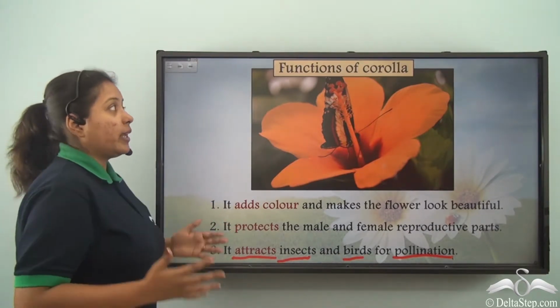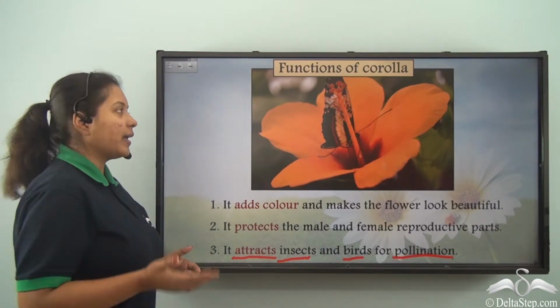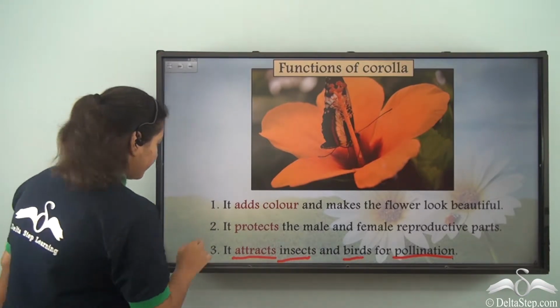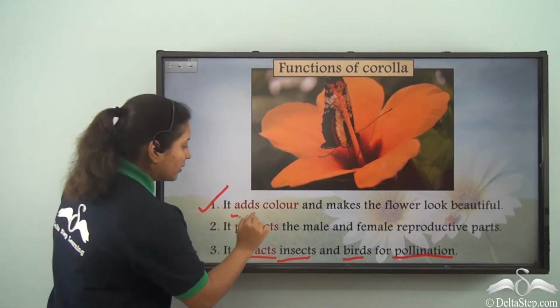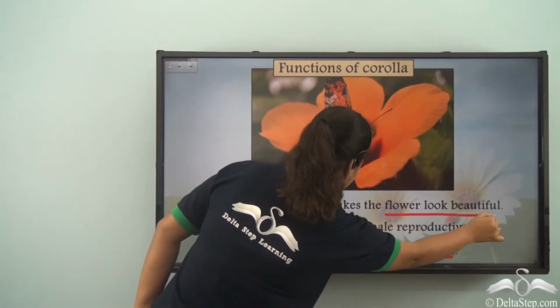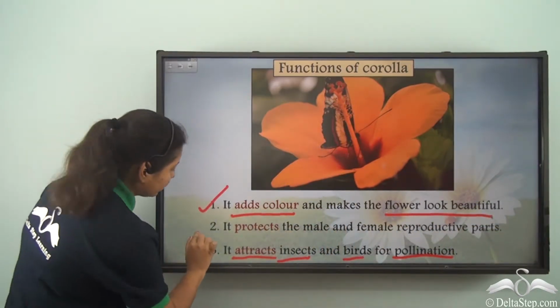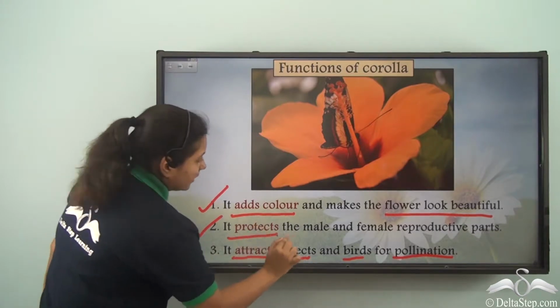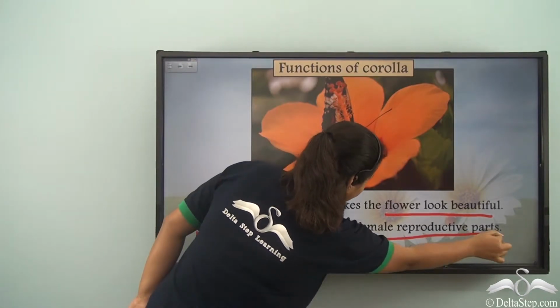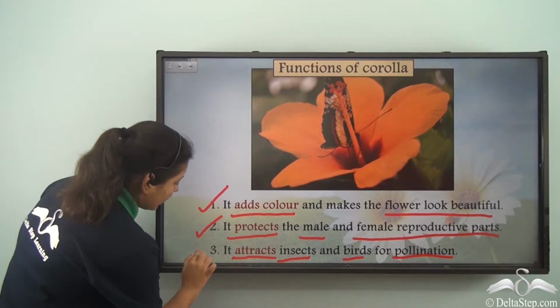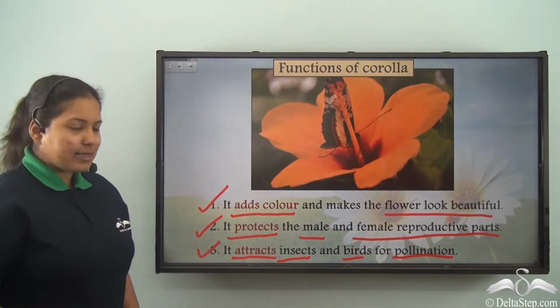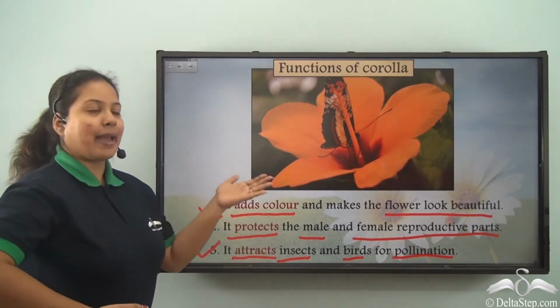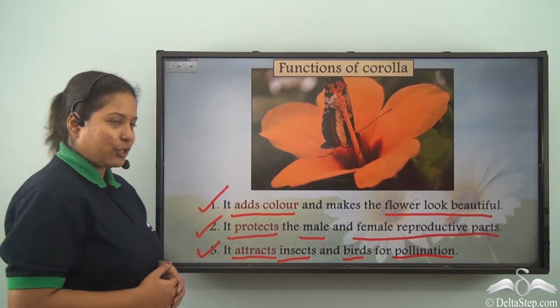So, what are the functions of corolla? Let's see once more. First, it adds color to the flower and makes it look beautiful. Second, it protects the male and female reproductive parts. And last but not the least, it attracts insects and birds for pollination.